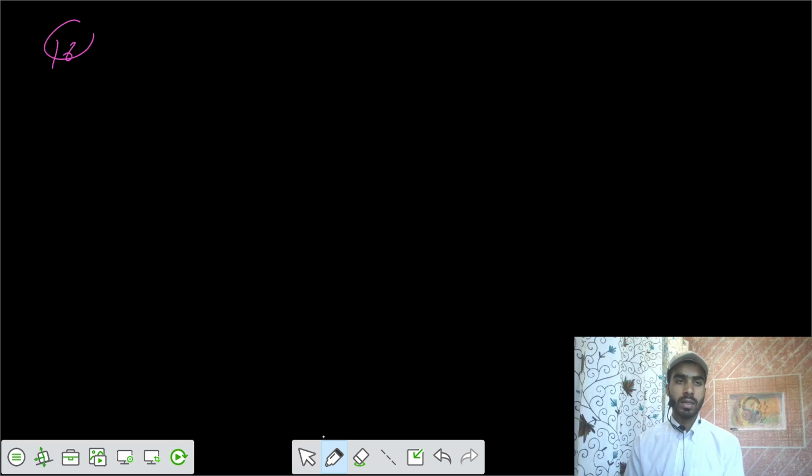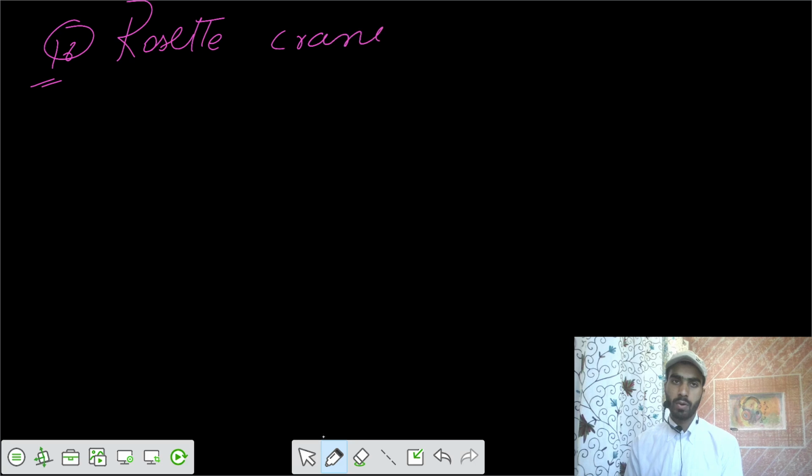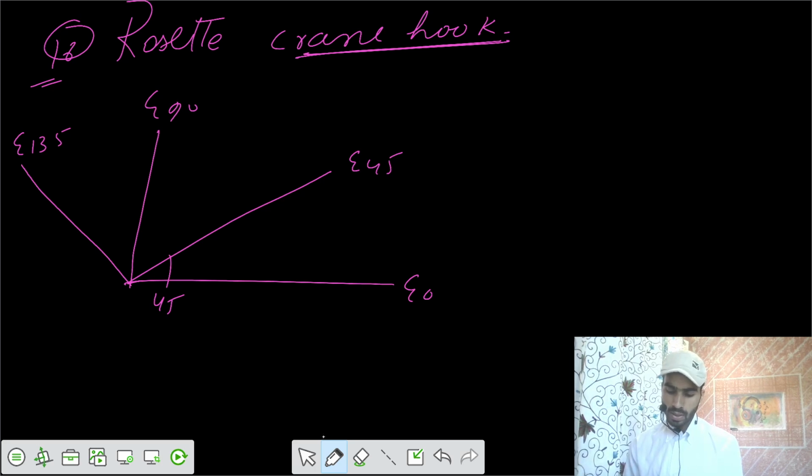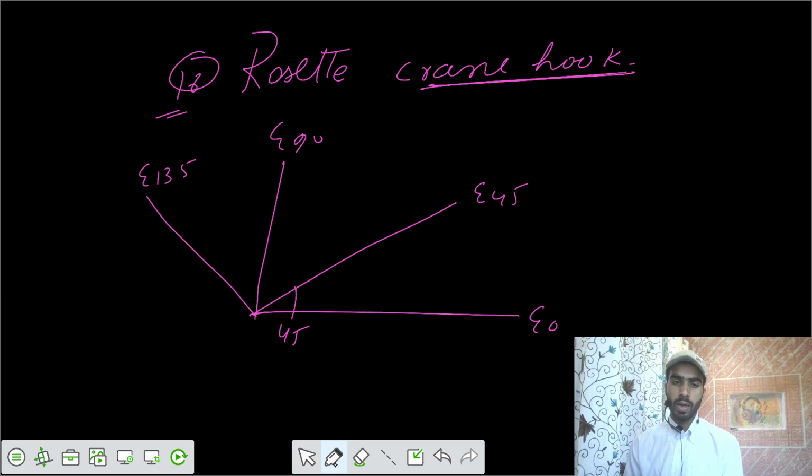Problem 18. Let's say you have a strain rosette on a crane hook, on which you have used 4 strain gauges. In this fashion, the strain gauges are at an angle of 45 degrees from each other. We call them E0, E45, E90, E135, or also E1, E2, E3, E4.